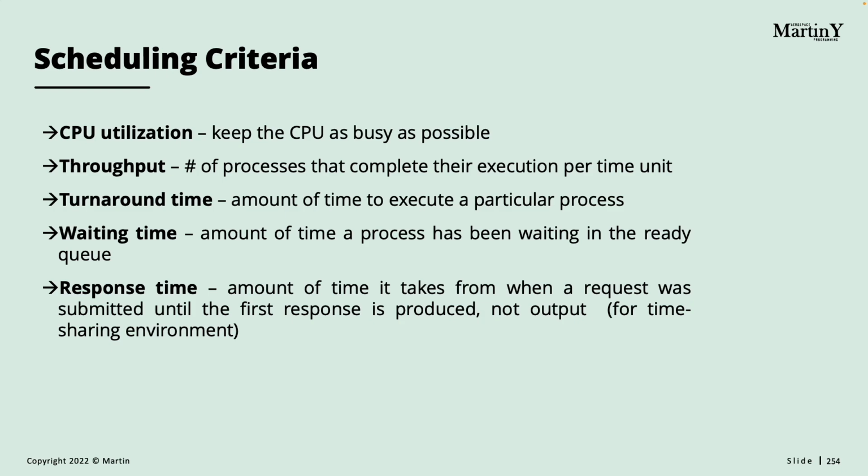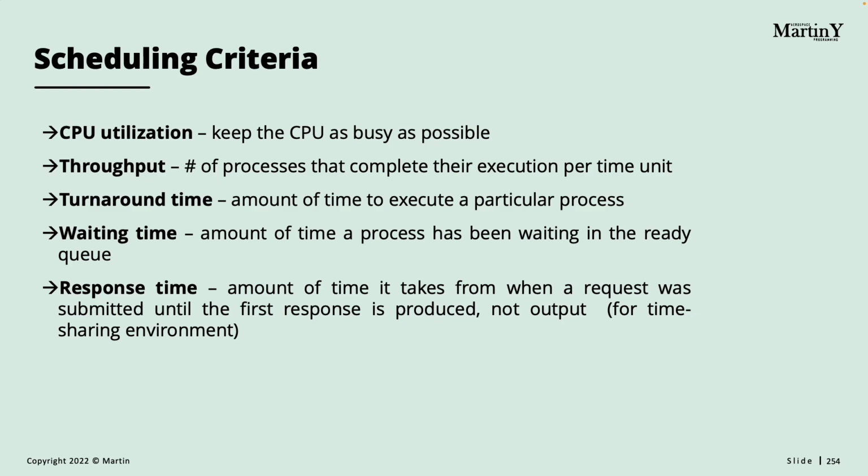Then we have the turnaround time. This is the amount of time to execute a particular process. When we know the number of processes that we executed, and we divide the total time it took us to execute those processes by it, we can find the average time that it took us per process. It's pretty straightforward.